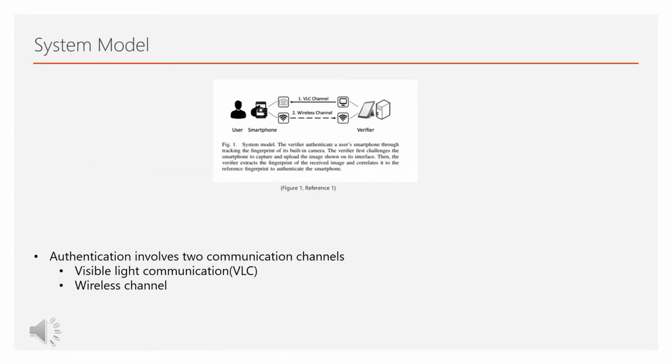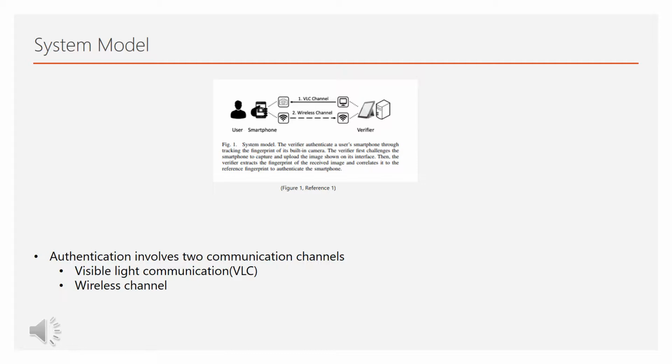System model. There are three pieces in the ABC protocol: the user, the smartphone, and the verifier. The user will use the smartphone to transmit to the verifier. This goes through a wireless channel. It can be Bluetooth, NFC, Wi-Fi. VLC is visible light communication. They are not directly communicating with each other through VLC. However, the means of light that is compared back and forth is what is considered the VLC channel.